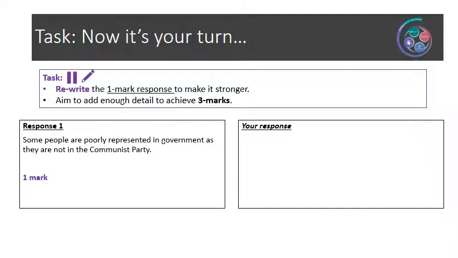Thinking about how long you have to complete a 6 mark response, you should be looking to complete 1 P paragraph in approximately 4 or 5 minutes here.